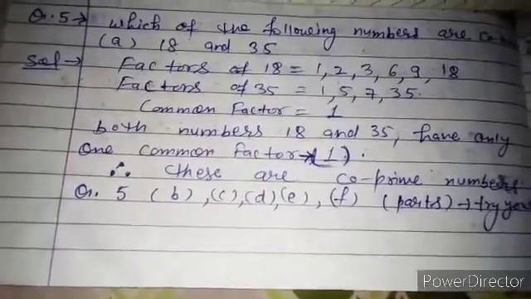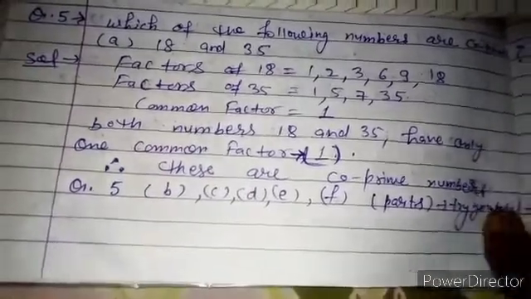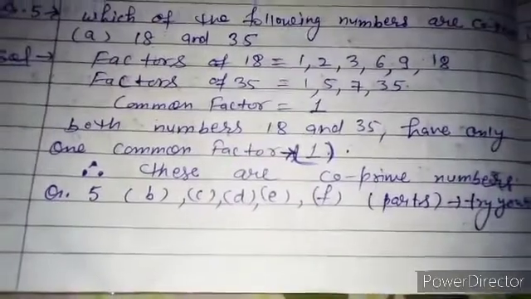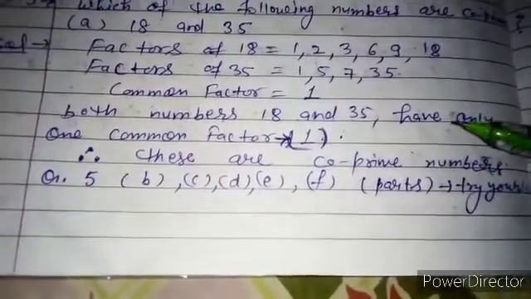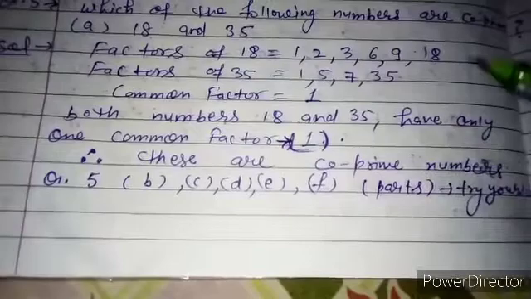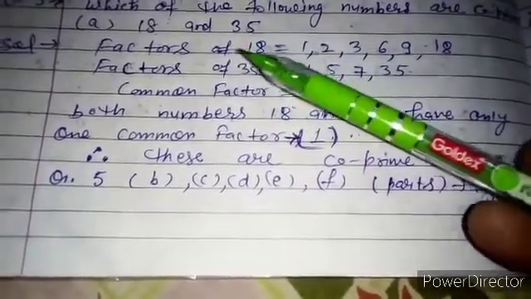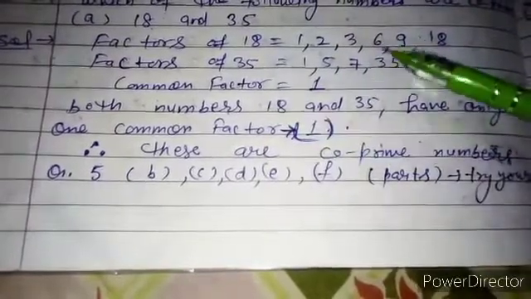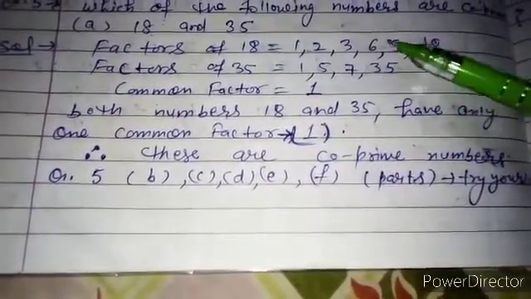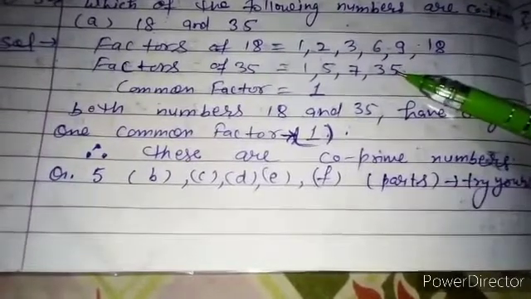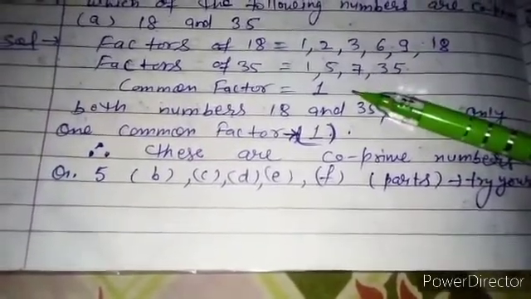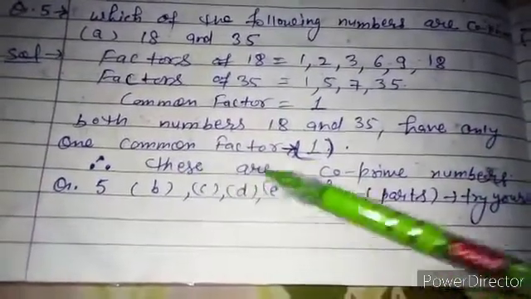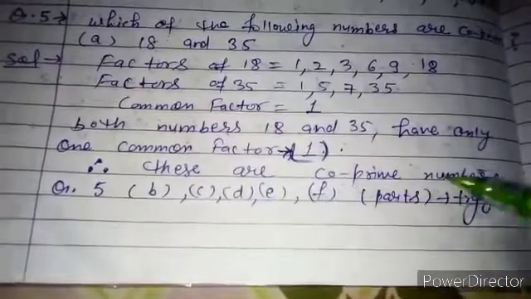NCERT 6th class math exercise 3.4 question number 5. Which of the following numbers are co-prime? Co-prime numbers are those numbers which have just 1 as a common factor. So first we will discuss A part. Factors of 18 we will write and factors of 35. Here no number is matching, means no number is common in both of these factors. So the common factor is 1. So we can write both numbers 18 and 35 have one common factor, that is 1. So these numbers are co-prime numbers.